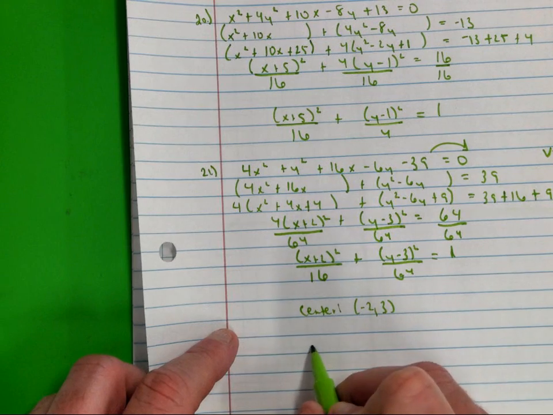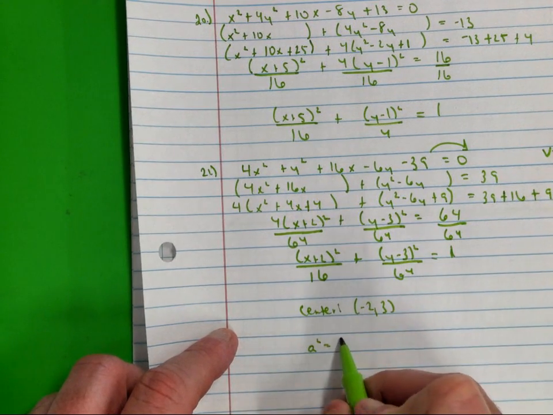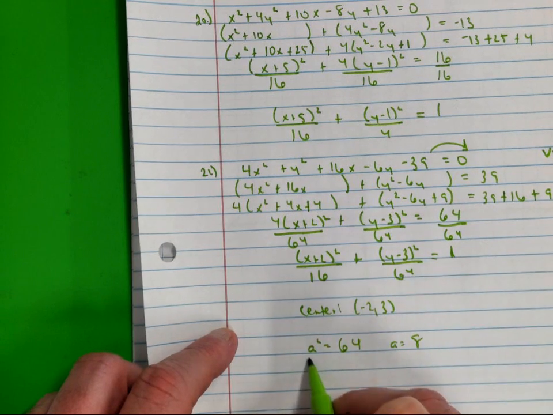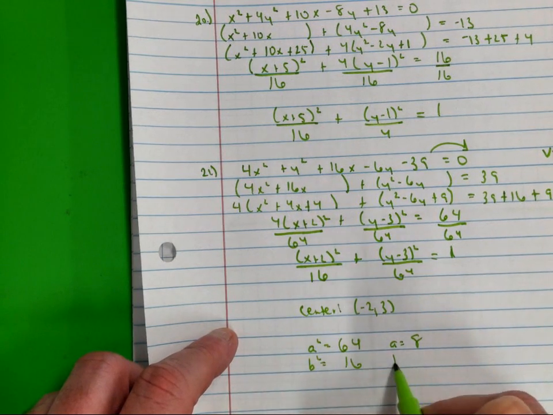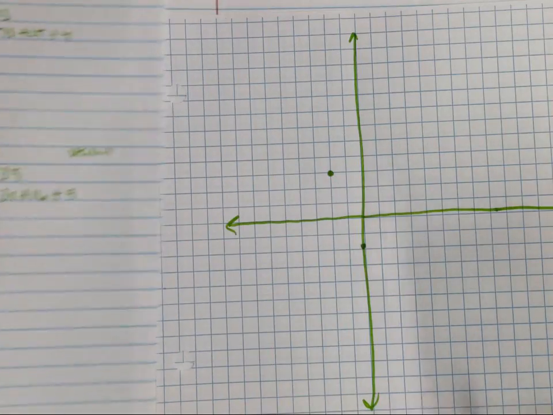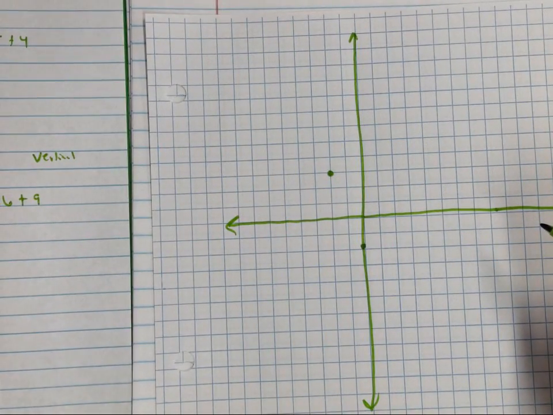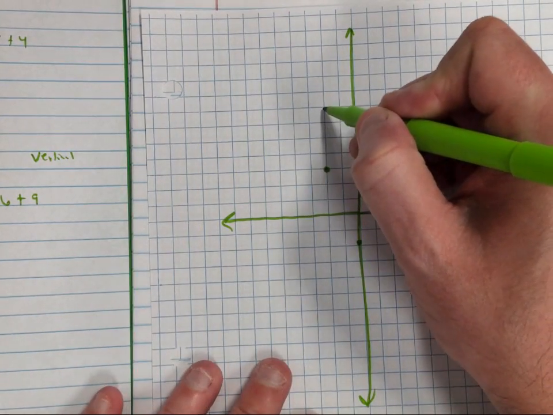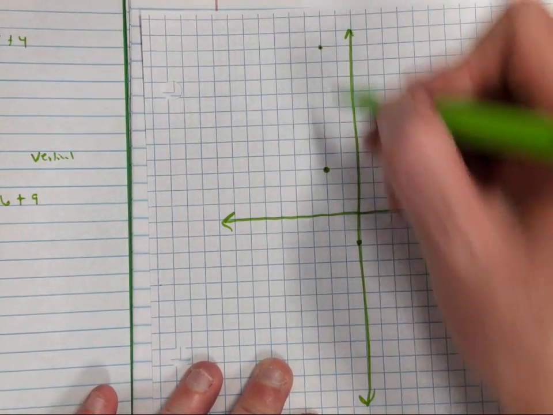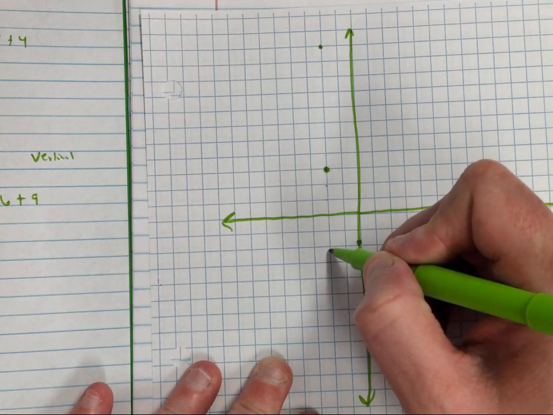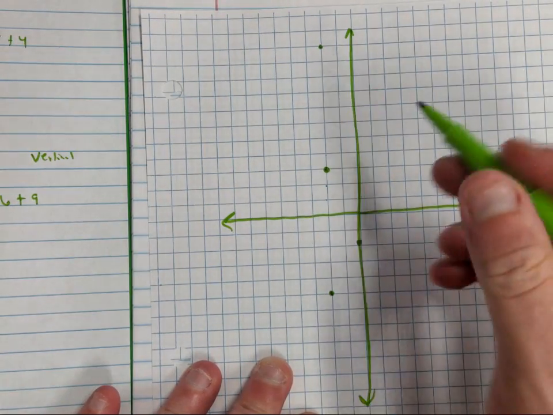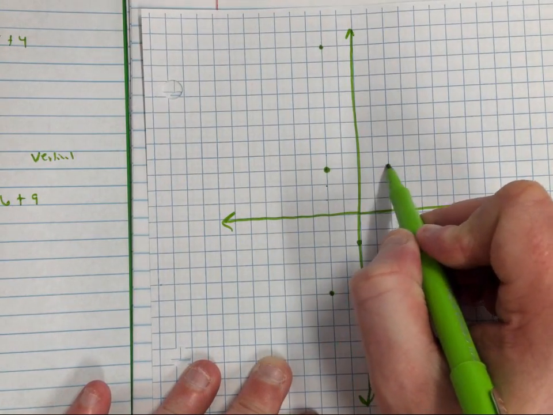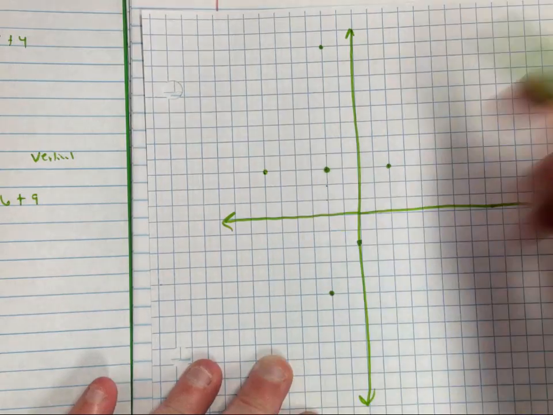Alright, what's my a squared value? A squared is 64. So therefore a is what? 8. My b squared is 16, so my b is 4. So since my larger value is under the y, that means I'm going up 8 north and south. 1, 2, 3, 4, 5, 6, 7, 8. And then from the center, east and west, I'm going 4. 1, 2, 3, 4.